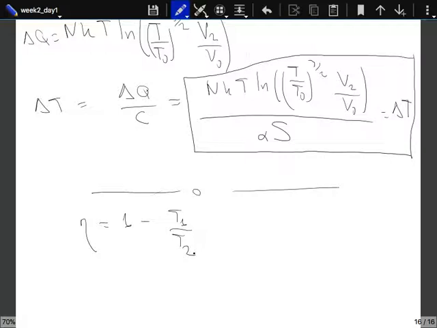Yeah, but efficiency is equal to omega over Q, right? Mm-hmm. So basically, a heat reservoir at 0 Kelvin will result in a machine that can convert the heat completely into work.